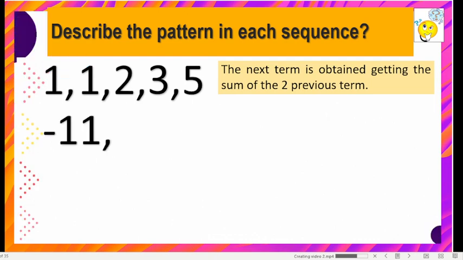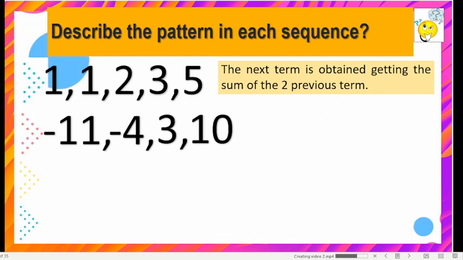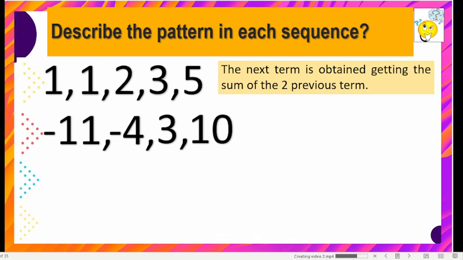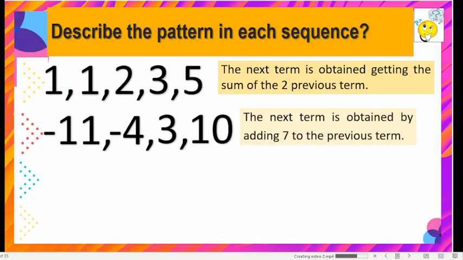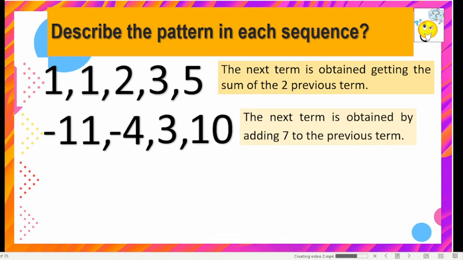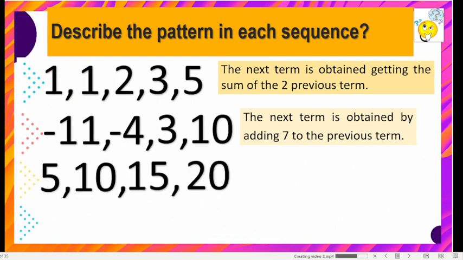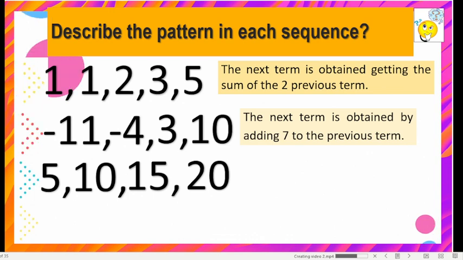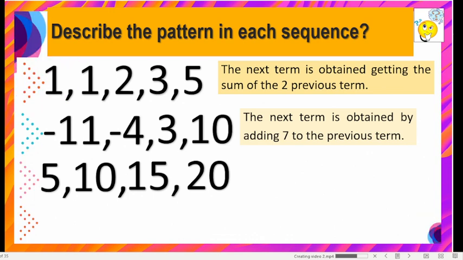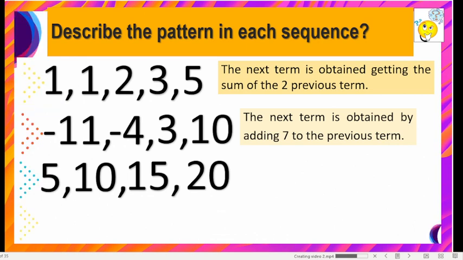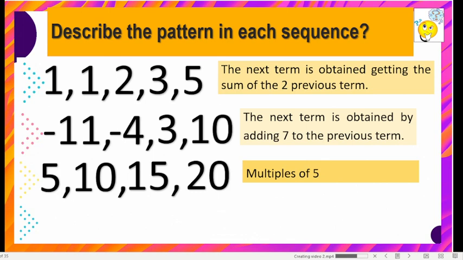We have negative 11, negative 4, positive 3, and positive 10. What do you think is the pattern? Amazing! The next term is obtained by adding 7 to the previous term. Let's try another one. 5, 10, 15, 20. What's next after 20? Excellent! The next term after 20 is 25. And this is also an example of multiples of 5.